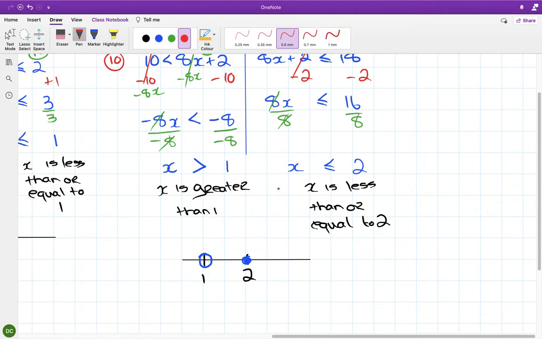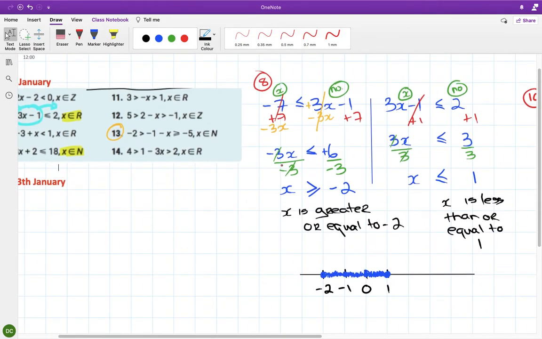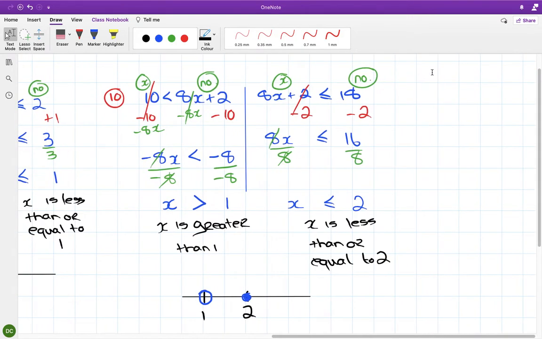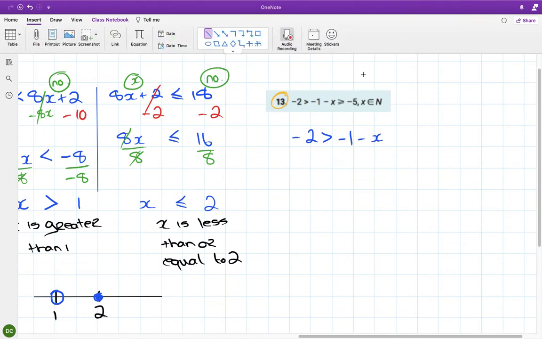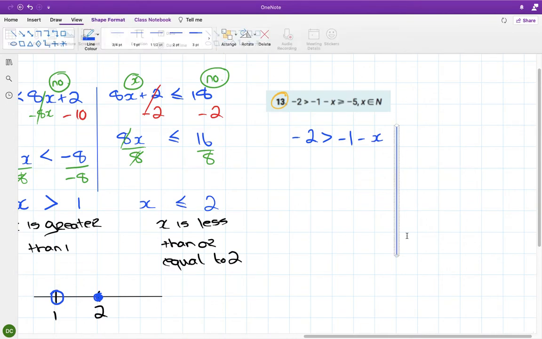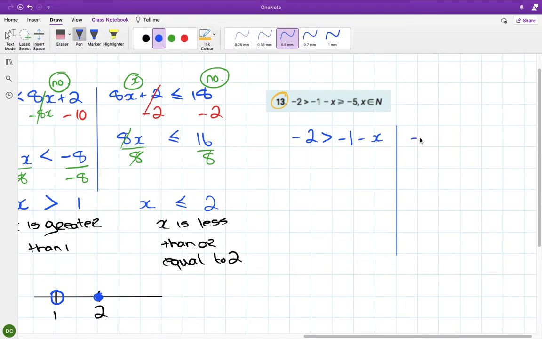Right, so we'll do the last one. Sorry, I might just skip it over so I have to keep scrolling. Right, so the left-hand part is minus 2 greater than minus 1 minus x. And then just put in my dividing line. And then for the right-hand part, I have minus 1 minus x greater than or equal to 5.